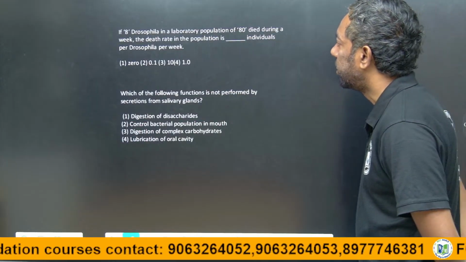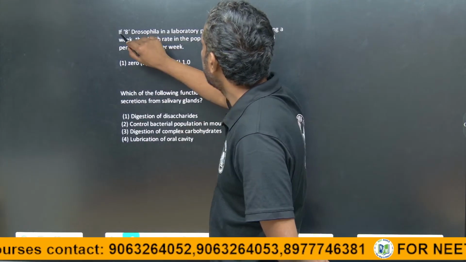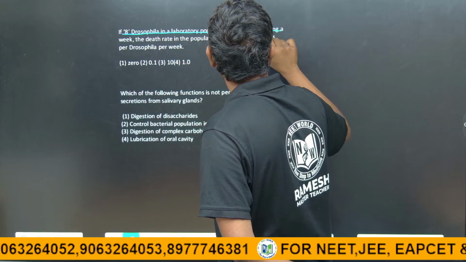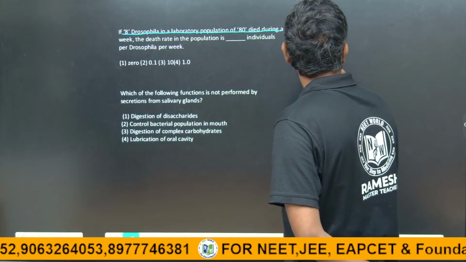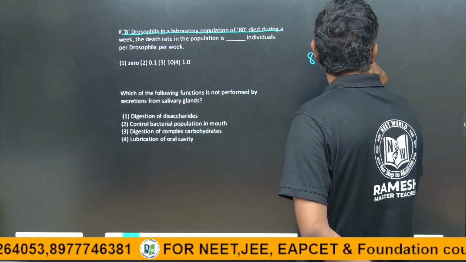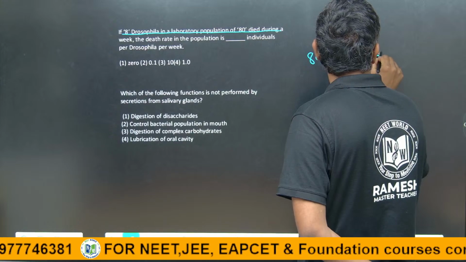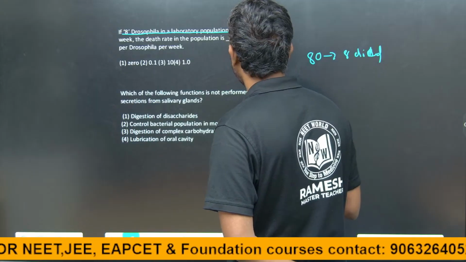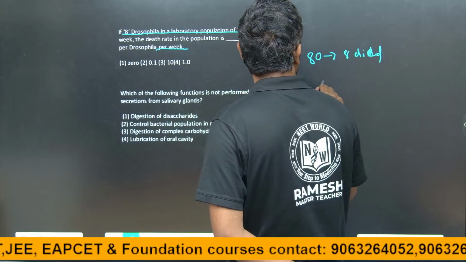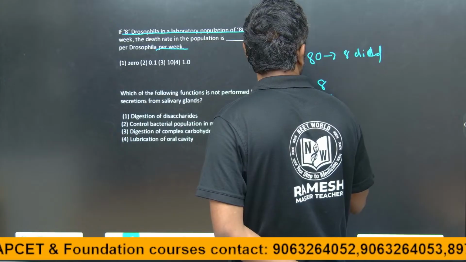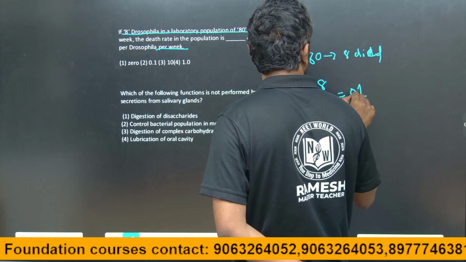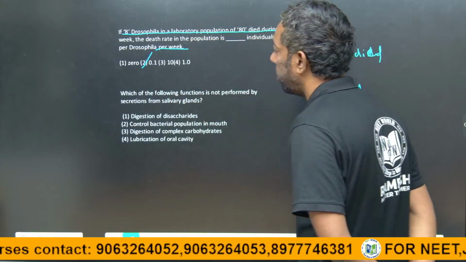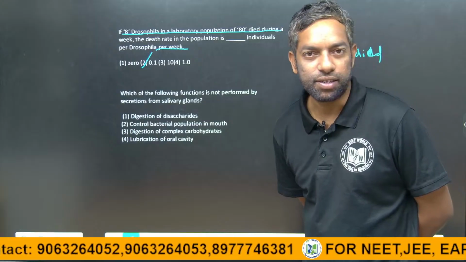Yeah, next, this is a very simple question. 8 Drosophila in a laboratory population of 80 died. What is the death rate of Drosophila per week? So 8 by 80 is equal to 0.1. So the answer is absolutely the second one. There is no analysis in this.